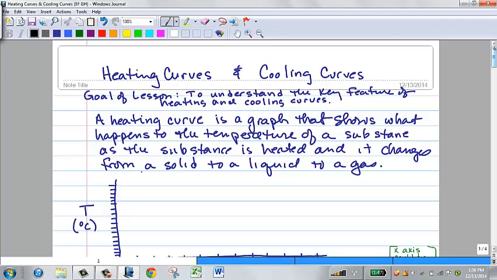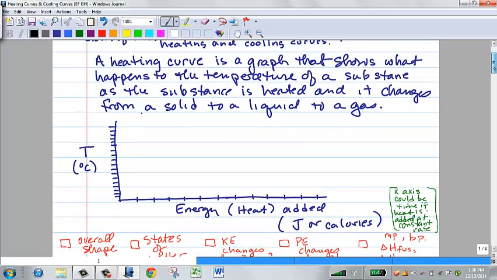of matter. The goal of this lesson is to have you understand the key features of heating curves and their opposites, cooling curves. A heating curve shows what happens to temperature as you add energy to a substance, and the substance gets heated and melts, and is heated some more and boils.